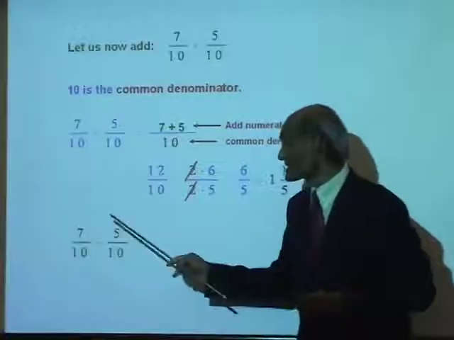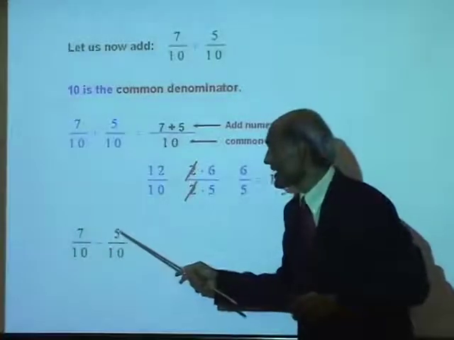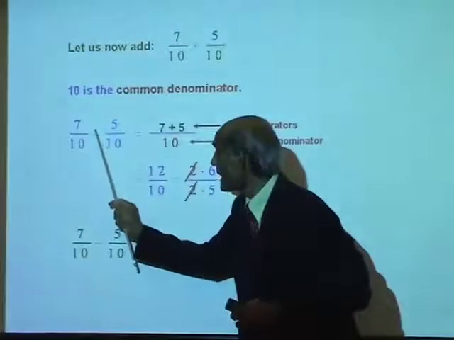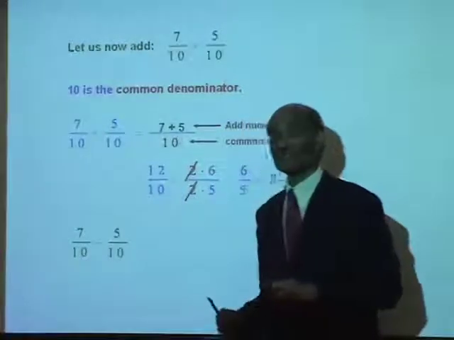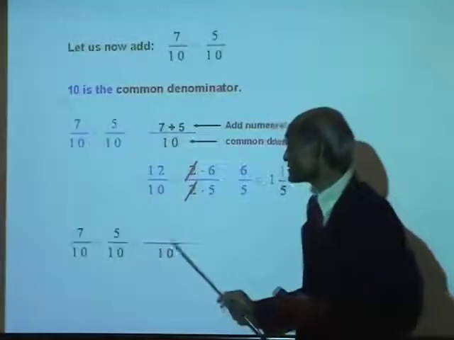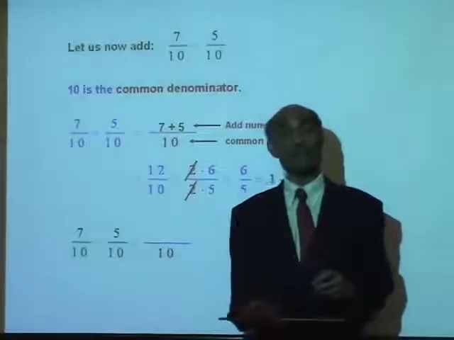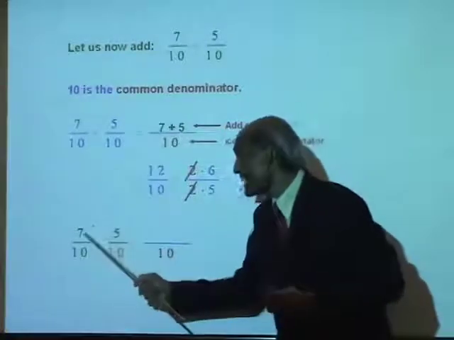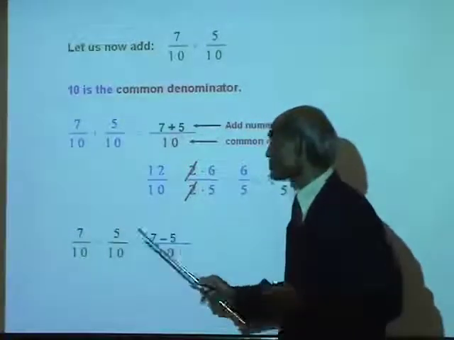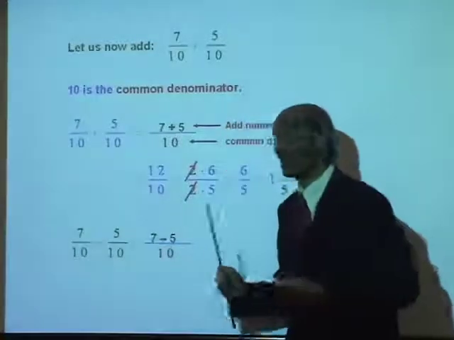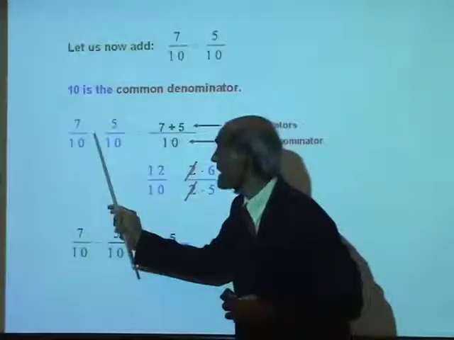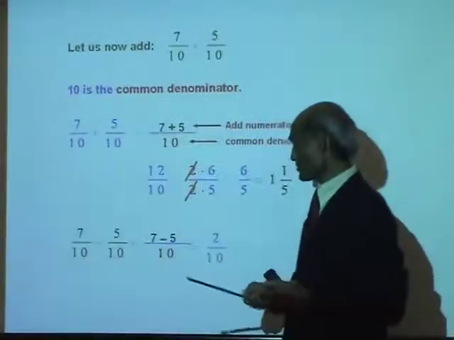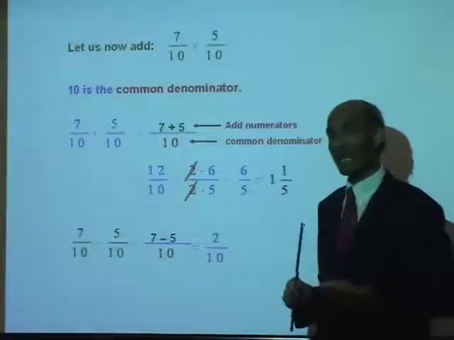How about this? 7 out of 10 minus 5 out of 10. So the only difference here is, in place of adding, we have now subtracted. And the only difference there is, you have the common denominator as before. In place of adding the numerators, you are subtracting the numerators. The numerator is now 7 minus 5. In other words, whatever sign we have here, that is what we will use on the numerator. So the answer there is 2 out of 10.